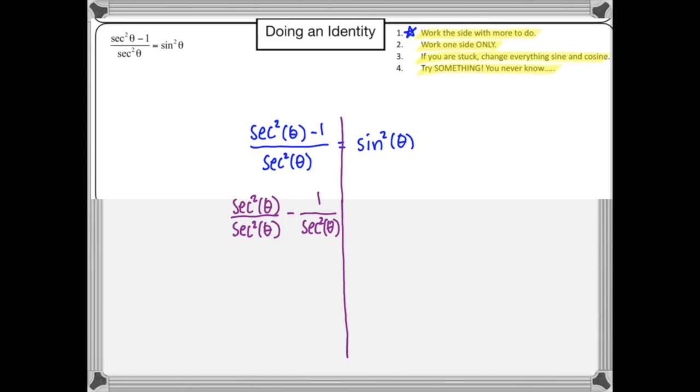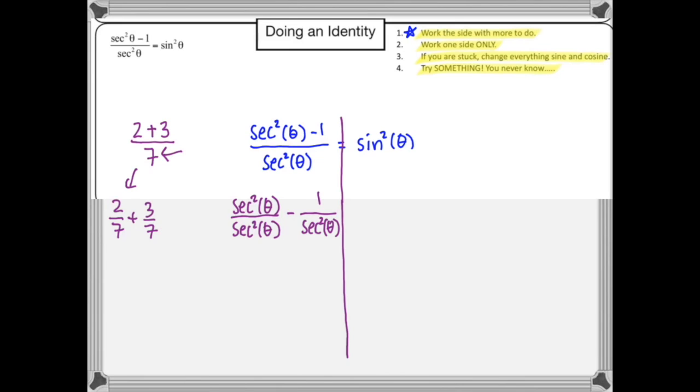And again, the reason why we can do that is that, say if I had 2 plus 3 over 7, that'd be the same as going 2 sevenths plus 3 sevenths. So as long as you are dividing by a single term or a monomial like that, you can break them up into two different fractions.